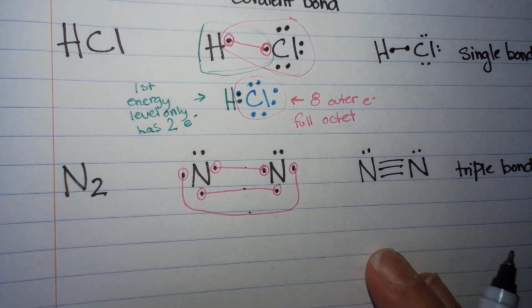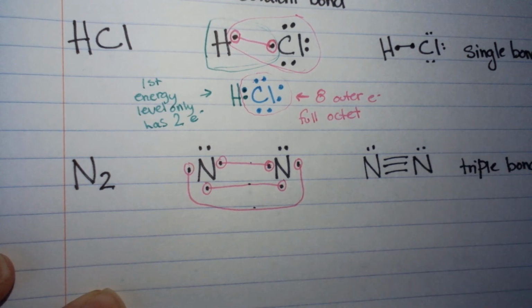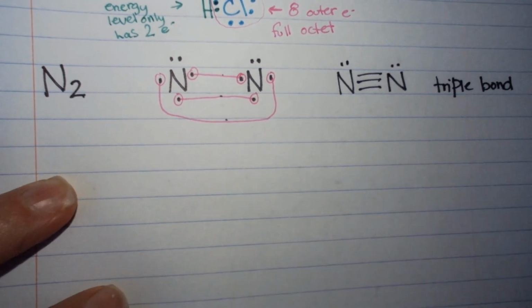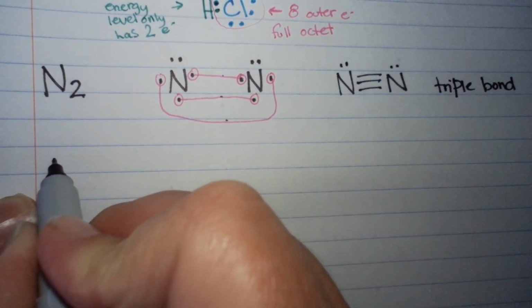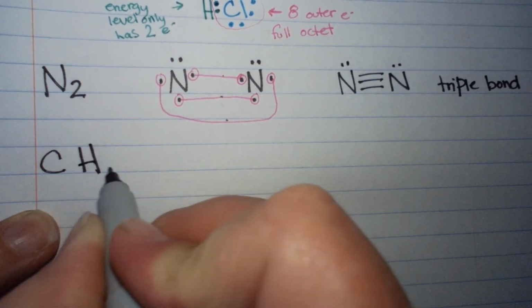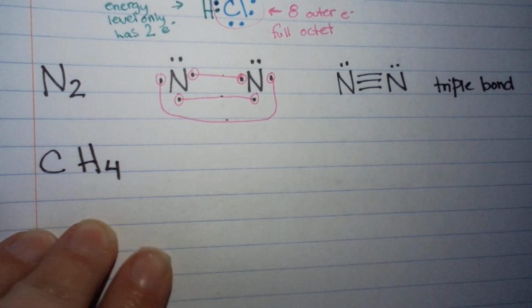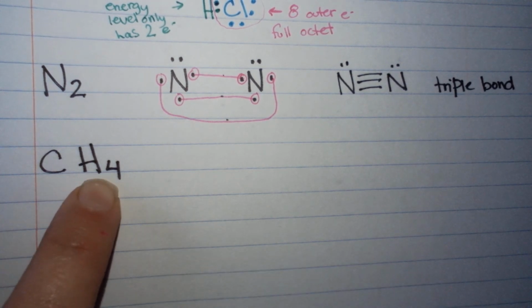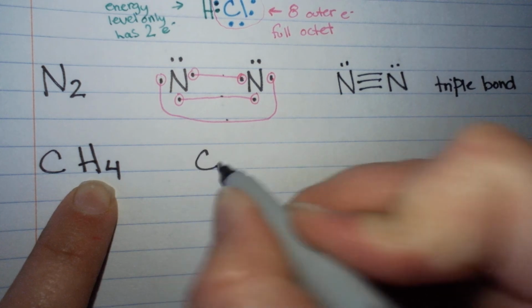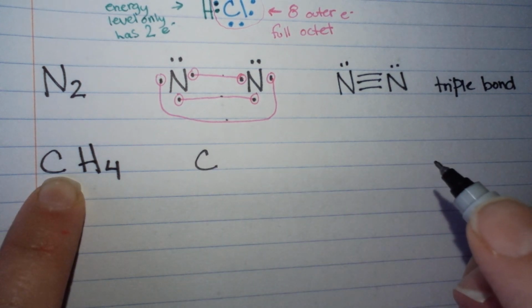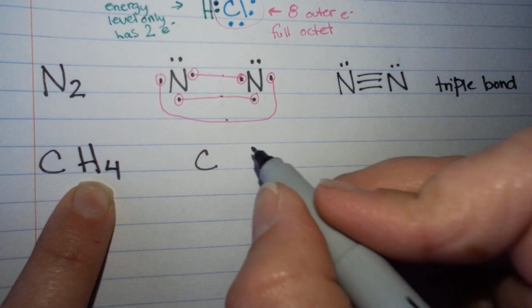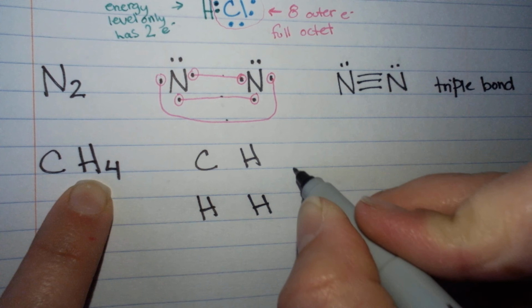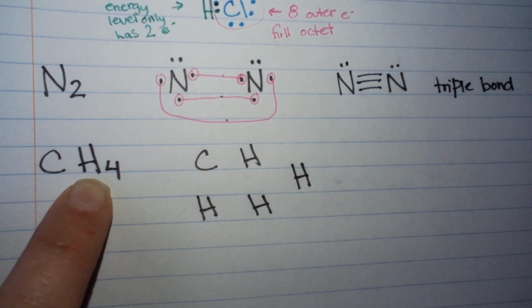Okay, let's do a little different structure. These have all been kind of in straight lines. Okay. Let's just do, okay, first of all, what elements are there? Carbon and hydrogen. So we have, how many carbons do I have? 1. All right, how many hydrogens do I have? 1, 2, 3, 4. All right.